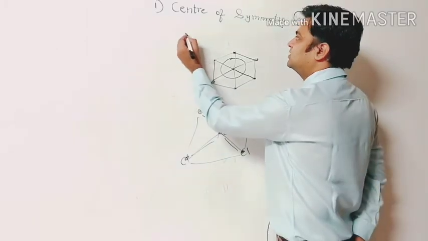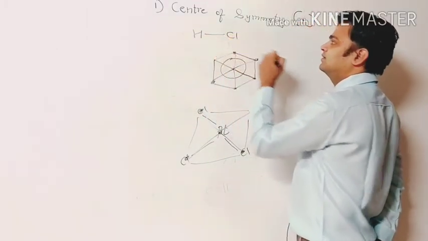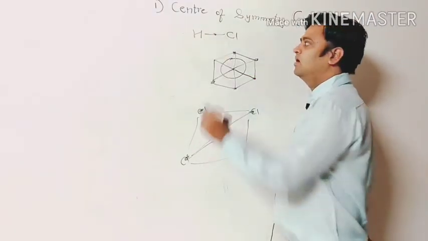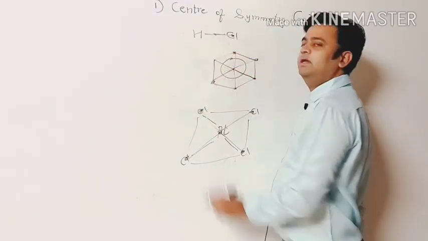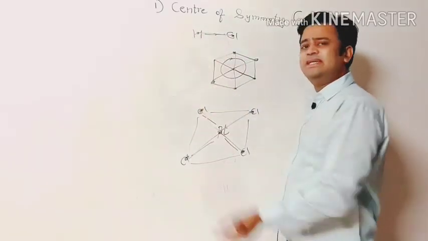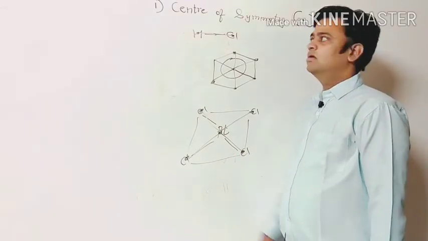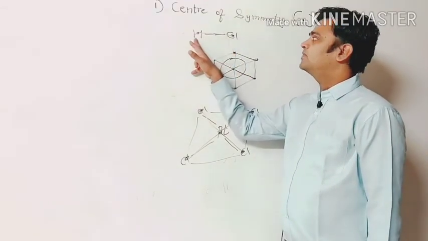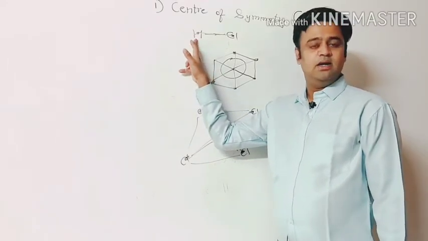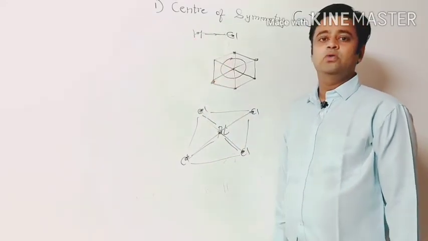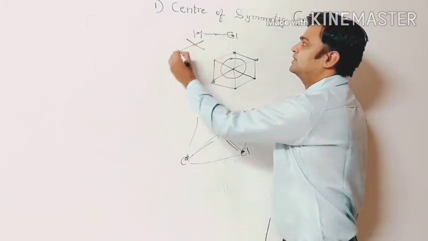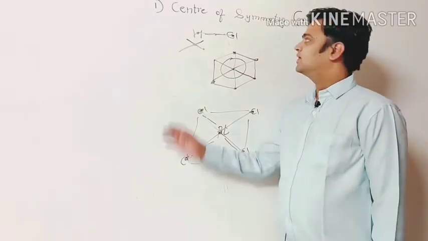Now let's study HCl. Let's put some center somewhere here. In one direction it follows chlorine, but in the opposite direction with the same amount of distance it gives H. Here it made chlorine, but in the opposite direction it made hydrogen. The molecule is not at all symmetrical, and this molecule does not possess a center of symmetry. It is unsymmetrical.